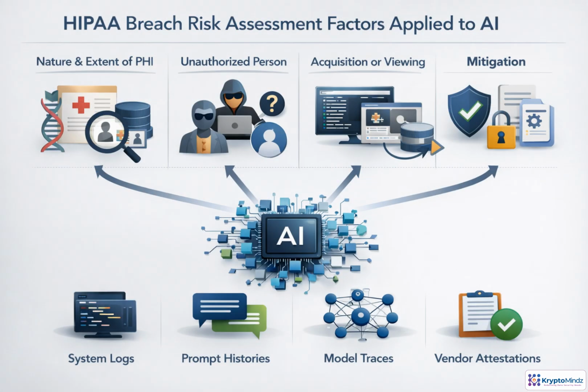In a HIPAA breach review, the question is not simply, was PHI involved? The question is, how much risk the disclosure created? With AI, that analysis depends on technical proof. What data entered the system? Who could access it? Was it viewed, retained, exported, or used in model output? What was done to contain it? Logs, prompt histories, model traces, and vendor attestations help turn uncertainty into a defensible breach determination.